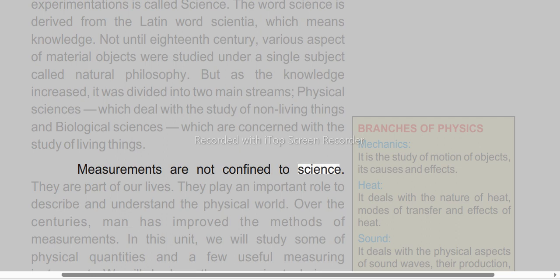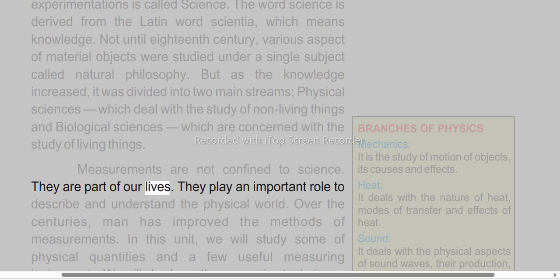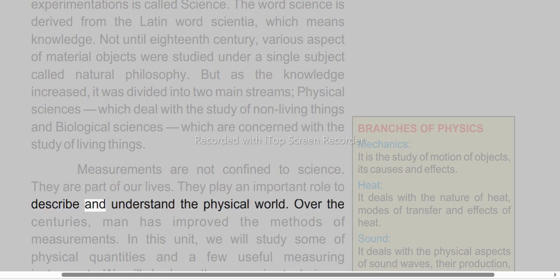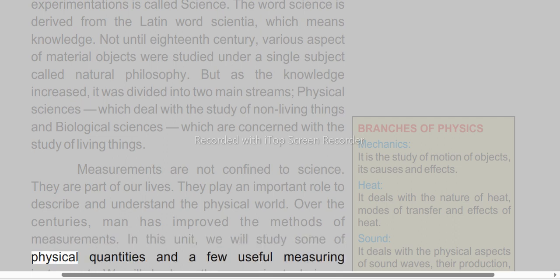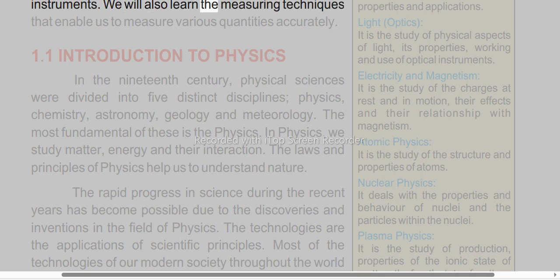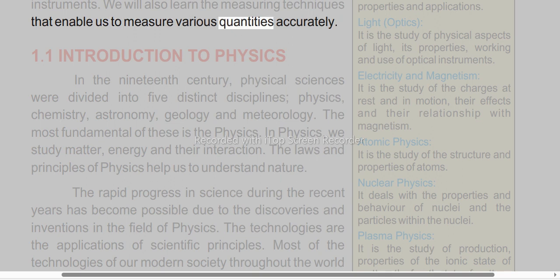Measurements are not confined to science. They are part of our lives. They play an important role to describe and understand the physical world. Over the centuries, man has improved the methods of measurements. In this unit, we will study some physical quantities and a few useful measuring instruments. We will also learn the measuring techniques that enable us to measure various quantities accurately.